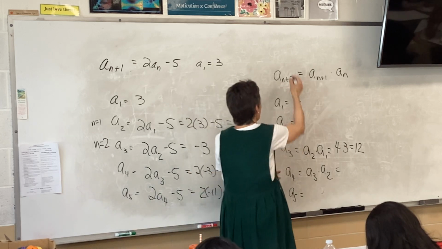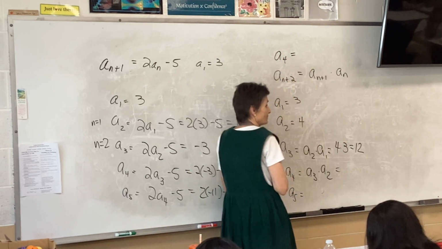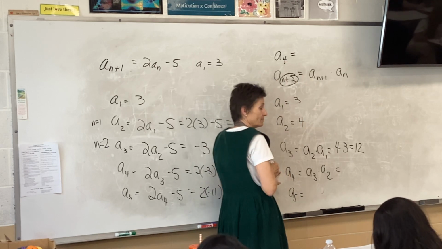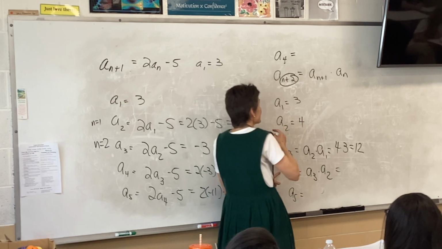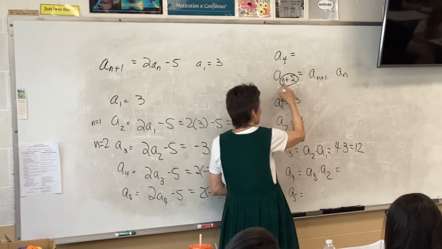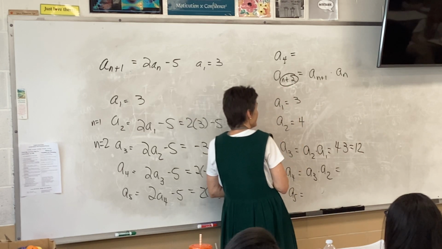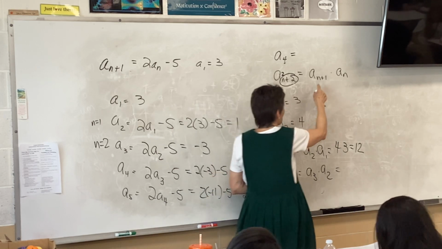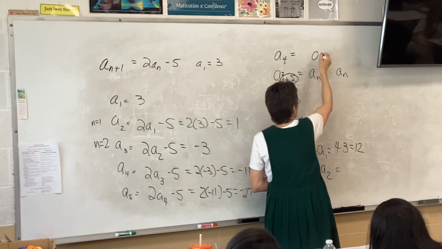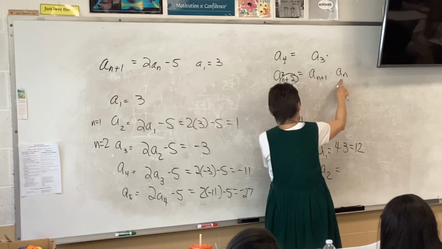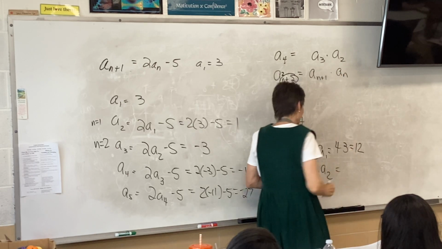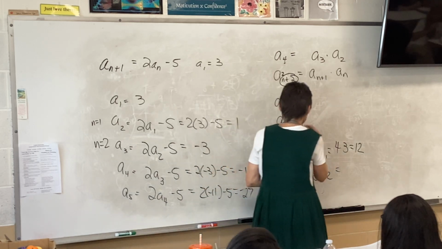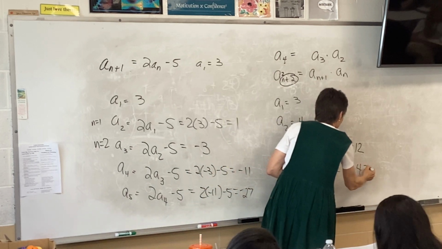I am finding a sub 4. N plus 2 is 4. So what does that mean n plus 1 has to be? If n plus 2 is 4, then isn't n 2? 2 plus 2 is 4. So what's this? A sub 3, and what's this? A sub 2. So I'm multiplying a sub 3 times a sub 2, which is going to be 12 times 4, 48.